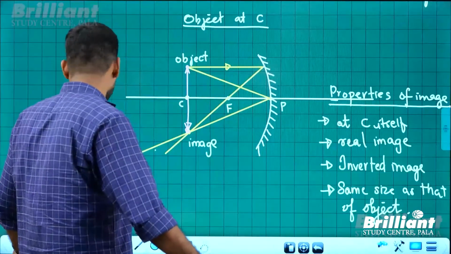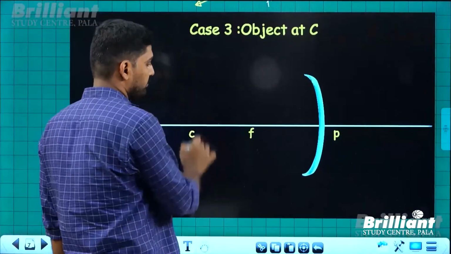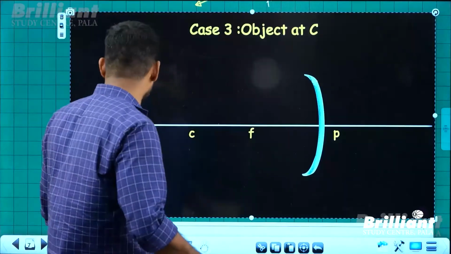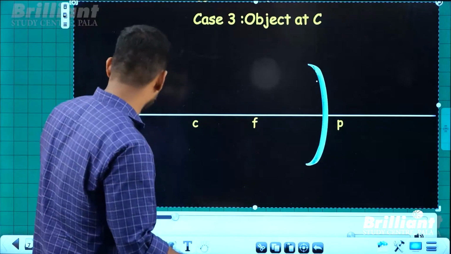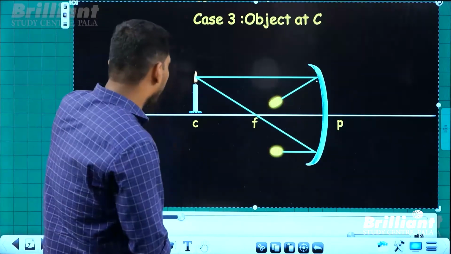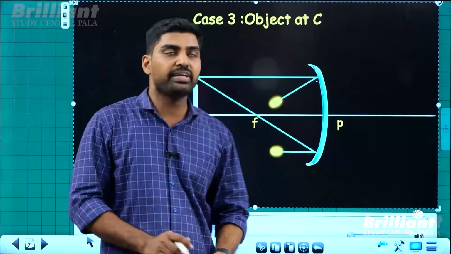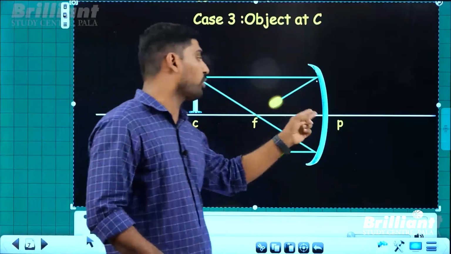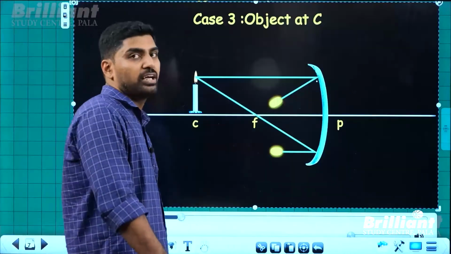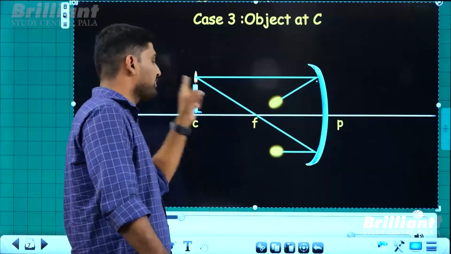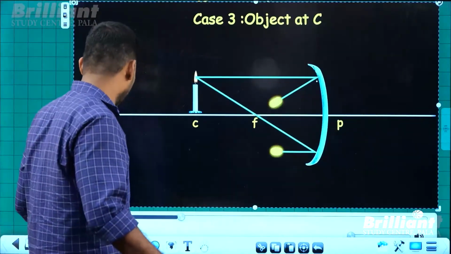Okay, let us analyze that again. So here what are we going to do? We are going to place an object at C itself. So let us look at the image formation. Here the object is placed at C. You can see that there are two light rays. It is not like I have taken two light rays, one incident at the pole and the other parallel to the principal axis. Whereas in this case, they have taken two light rays, one parallel to the principal axis and the other passing through the focus. It doesn't matter.